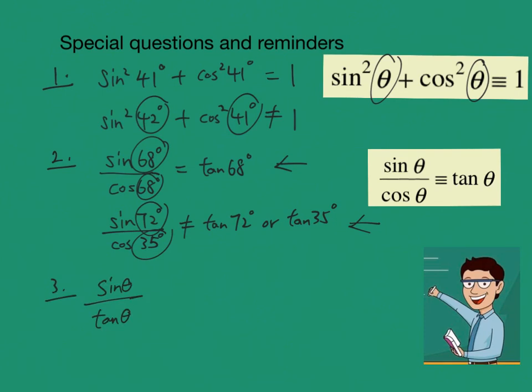The last one, students will make mistakes simplifying sine theta over tangent theta. If you are not familiar with changing this one, try to rewrite it into this form. Sine theta divided by, you change tangent to sine over cosine. Next, you can change divide to times and then reverse sine theta and cosine theta for the second part. Now you can see we can cancel out sine theta. So it becomes cosine theta.